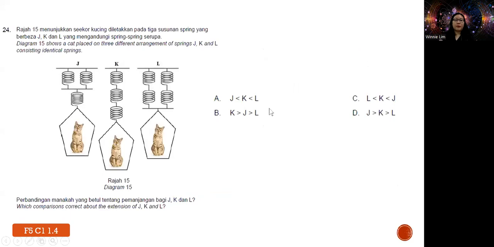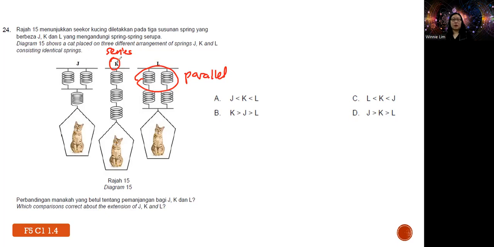Question 24. Diagram 15 shows a cat placed on 3 different arrangements of springs J, K, and L, consisting of identical springs. Which comparison is correct about the extension of J, K, and L? As you all know, when you arrange the springs in series, one after another, they are subjected to the same load, so individually they do their own work and extend accordingly. But if you arrange the springs in parallel, they will share the load. Their extension will automatically become less.